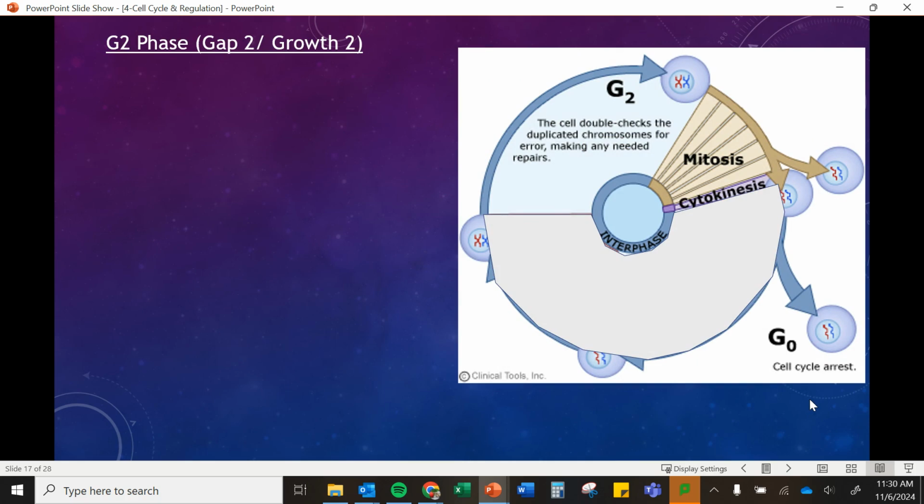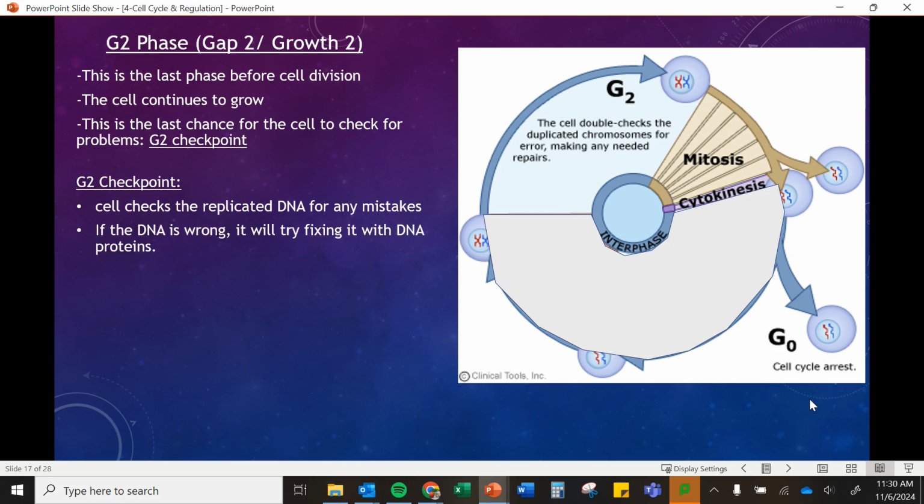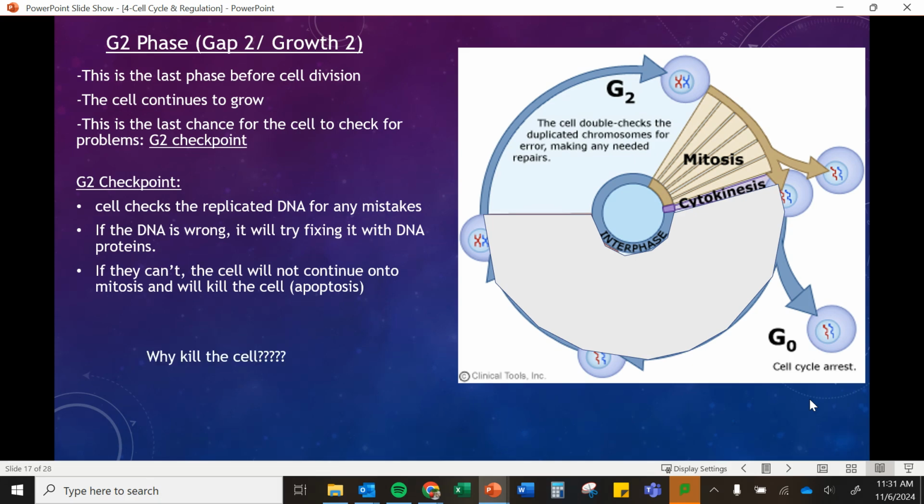After S phase, we're going to go into G2, or gap or growth 2. It's the last phase before cell division. The cell continues to grow, and we're also going to have another checkpoint here. So this G2 checkpoint is going to check to make sure the DNA was replicated correctly in our last step. We want to make sure there aren't any mistakes. If the DNA was wrong, it will try to fix any errors with enzymes. But if it can't fix any mistakes, the cell will not continue and will go to apoptosis, where the cell will have programmed cell death.